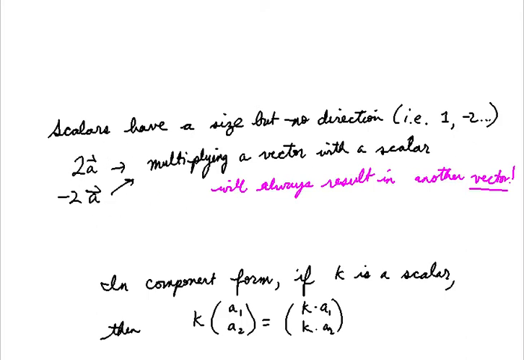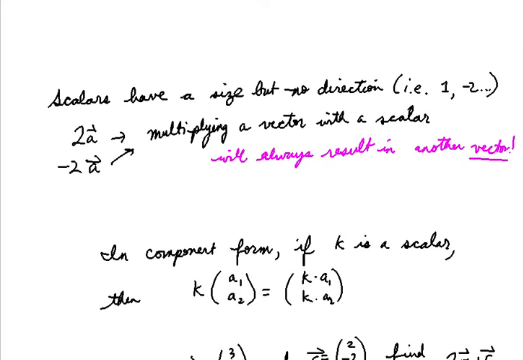That's important for later on when we talk about the dot product, but for now, if I do scalar multiplication, I will always get another vector. And here's the generalized form of this. In component form, if k is a scalar and I multiply k times a vector, that new vector that's formed will have the components of k times the original components: k times a1, k times a2.